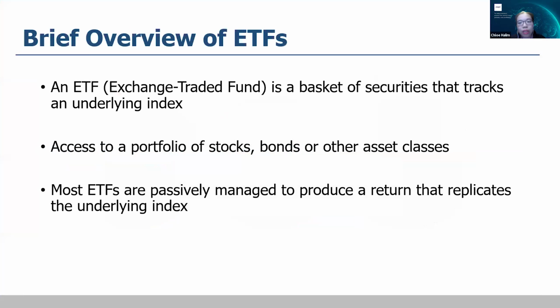An ETF is essentially a basket of securities that tracks an underlying index, providing investors with access to a portfolio of stocks, bonds, and other asset classes such as commodities. ETFs are typically passively managed, so they are able to produce a return that replicates an underlying index. However, there are also active ETFs out there which aim to outperform the benchmark. And the underlying index can be a market index like the STI or the S&P 500, or an index that tracks a specific sector, such as the financial sector, for instance.